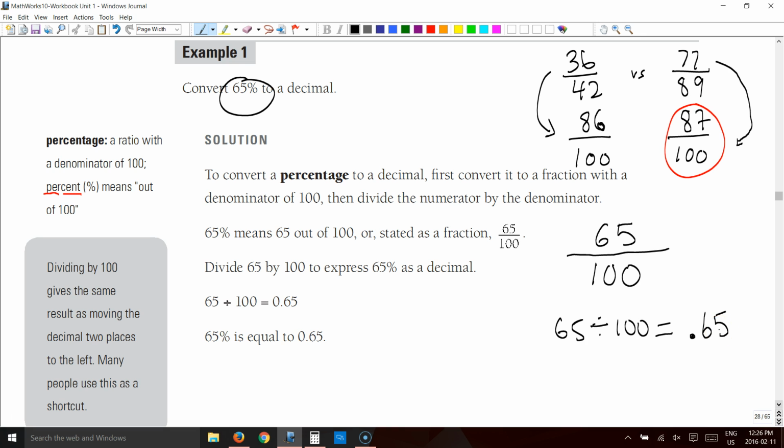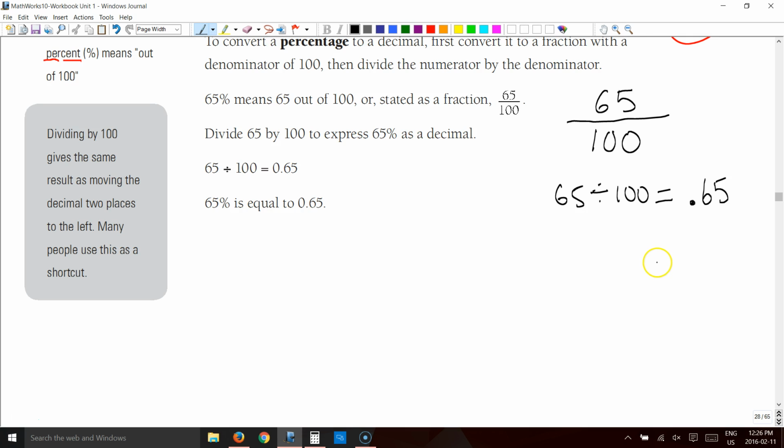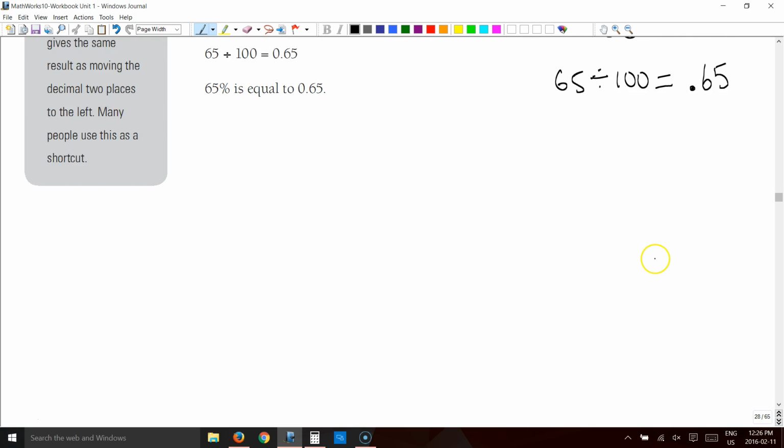That is now a decimal, okay? That's pretty straightforward stuff. So take your percentage, put it over 100, and then divide the top by the bottom to get a decimal form of that percent. Okay? That's what we're doing in example 1.